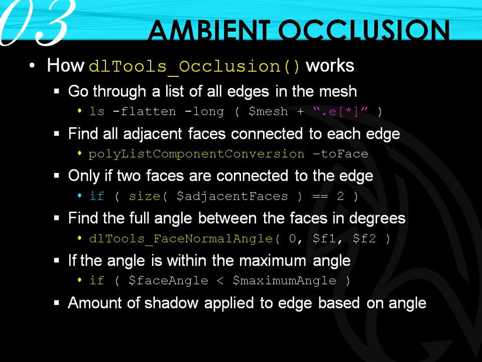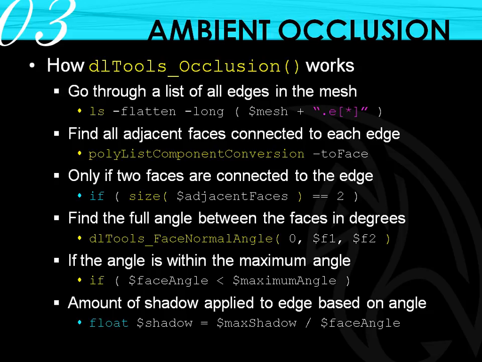So the amount of shadow applied to the edge is based on the angle. So the amount of shadow is going to be based on our maximum shadow. So remember, we also in the tool set a max amount of shadow. So essentially the multiplier of the shadow divided by the face angle. So the more the faces are towards each other, the less space there is in between the faces, the more of a crack we have. If it's smaller, we're going to put a lot of shadow because there's very little light that gets into a small crack.